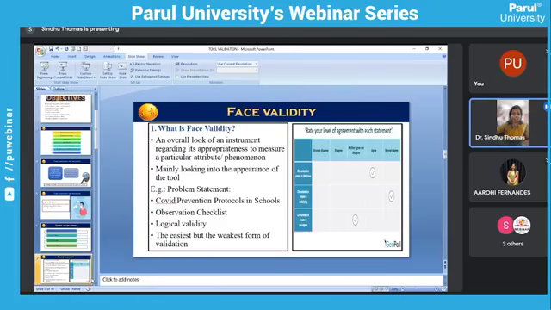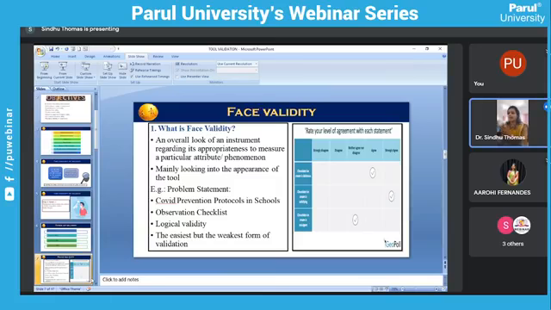Hope this face validity is clear. We also call it logical validity. That is, we are looking into logic: to check the COVID protocol, it is better for a person as an observer to go and check whether the schools are following it, because the municipal corporation or government officials are supposed to visit the schools to check whether the protocols have been maintained. This is the weakest but the easiest way of validation.